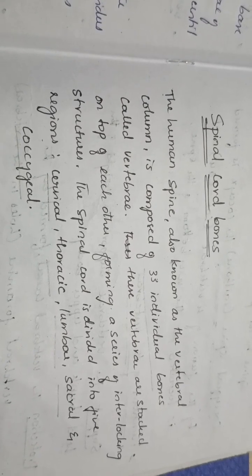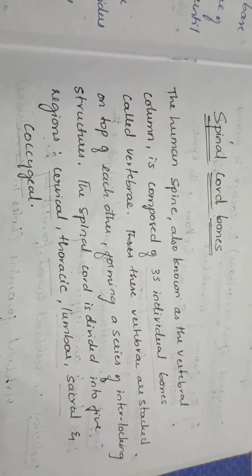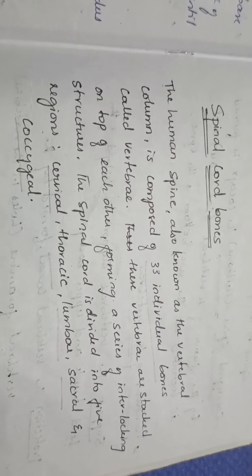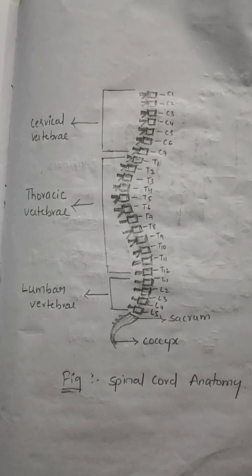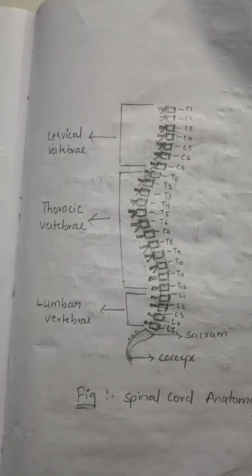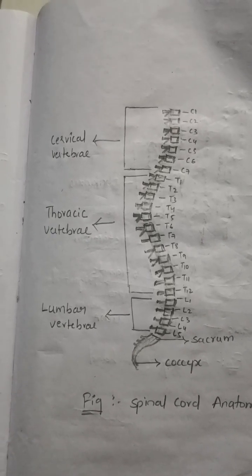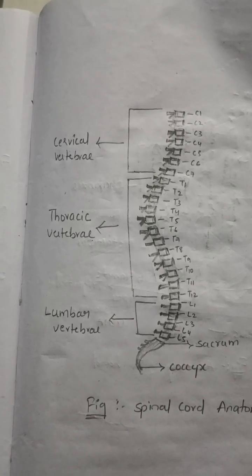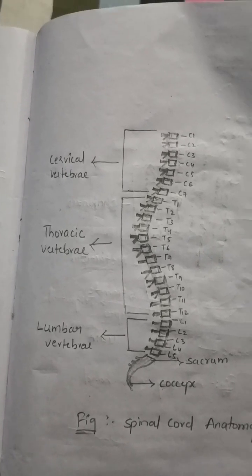The spinal cord is divided into 5 regions: cervical, thoracic, lumbar, sacral and coccygeal. Spinal cord anatomy: cervical vertebrae, that is C1 to C7, thoracic vertebrae T1 to T12, lumbar vertebrae L1 to L5, sacrum and coccyx.